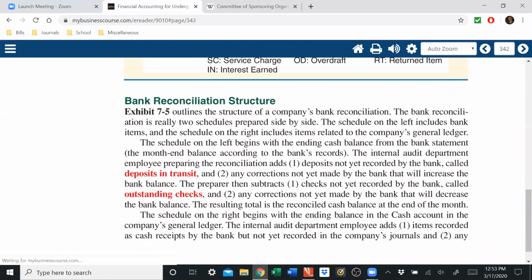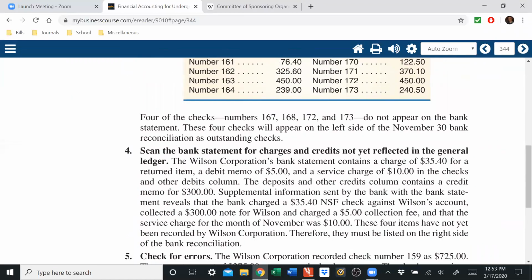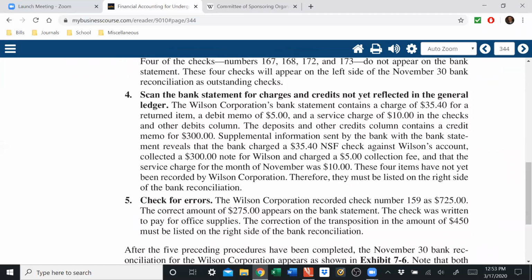And then finally, there's one other adjustment we need to make to the book balance, and it has to do with an error. And it tells us right here, the Wilson Corporation recorded check number 159 as $725, but the check was written for $275. The check was written to pay for office supplies.